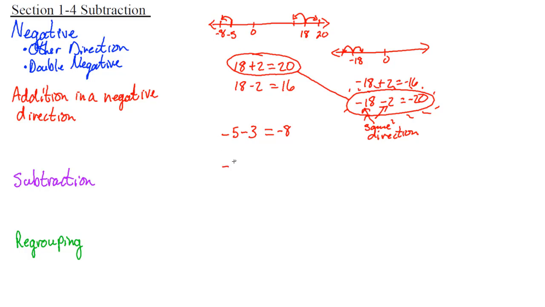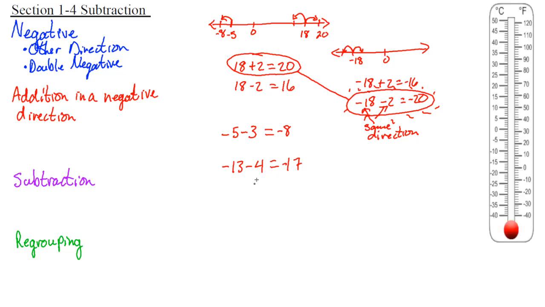So if we do -13 minus 4, both of them are negative, so it's actually adding the 13 and the 4 is a 17, all in the negative direction. Let's look at that on a thermometer so you can see it just a little bit better. If we do this problem, -13 minus 4 equals -17.